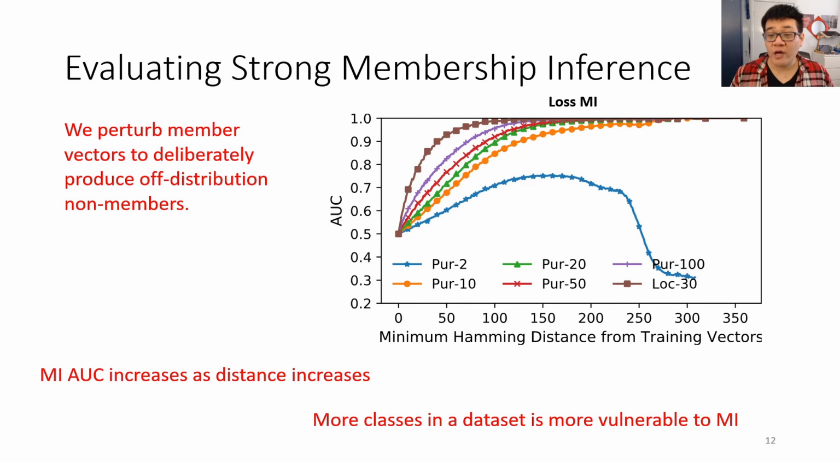Now, to thoroughly evaluate strong membership inference, we took those existing membership inference attacks and we also took some member vectors and perturbed them to deliberately produce off-distribution non-members at all of these different distances. From this figure on the right, we see that the membership inference AUC gradually increases as distance increases. What we also notice from this figure is that the more classes there are in the dataset, the more vulnerable a particular dataset is to membership inference. And that's something that's been observed previously.